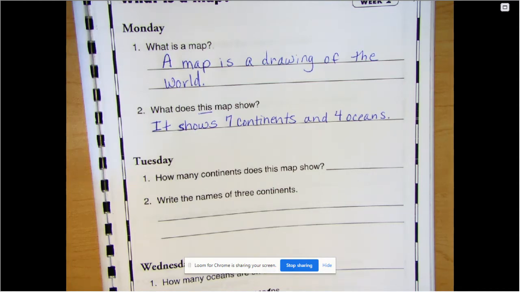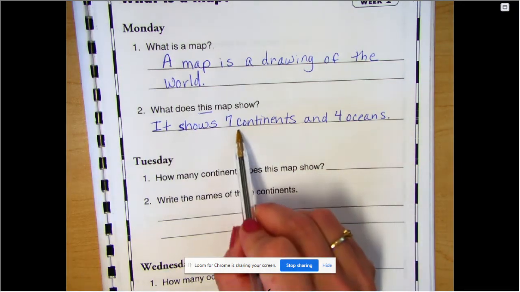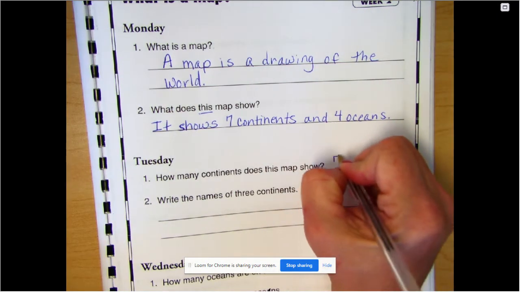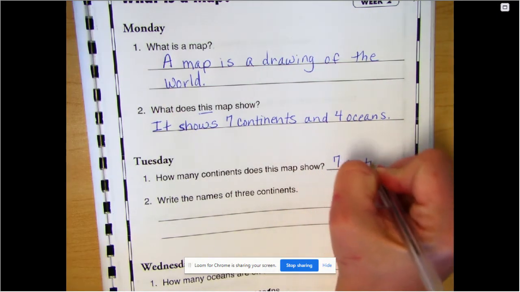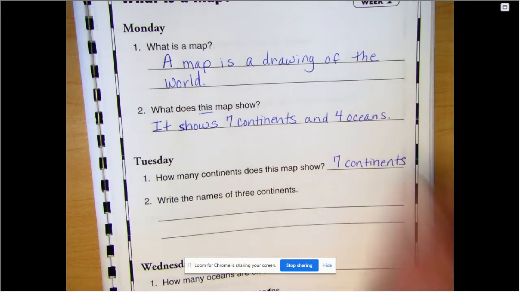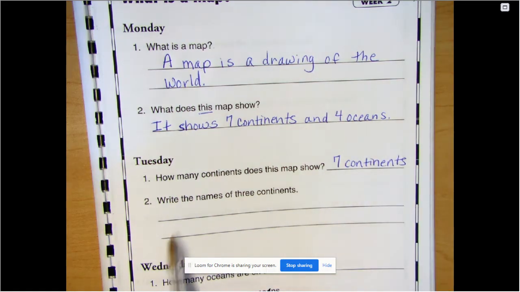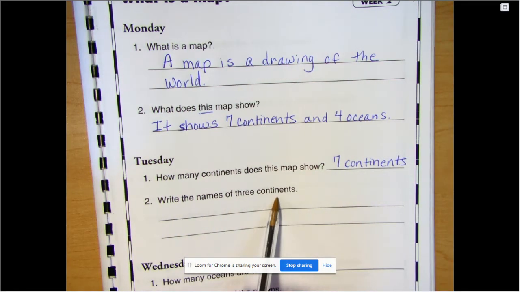All right, and then on Tuesday, we're going to go to number 1. How many continents does this map show? Well, we just answered it right there, didn't we? It shows 7 continents. Write the names of 3 of those continents.